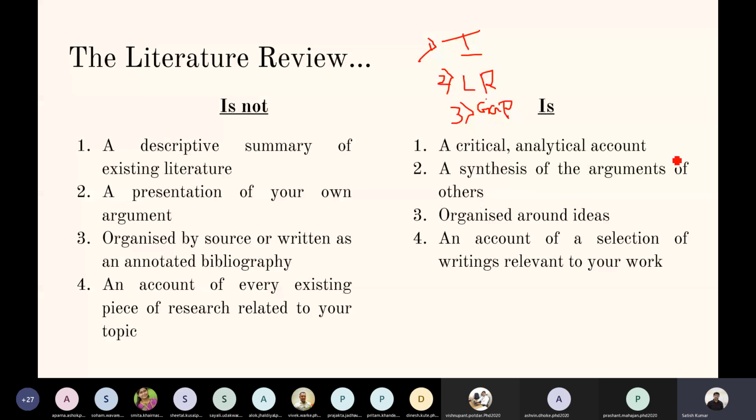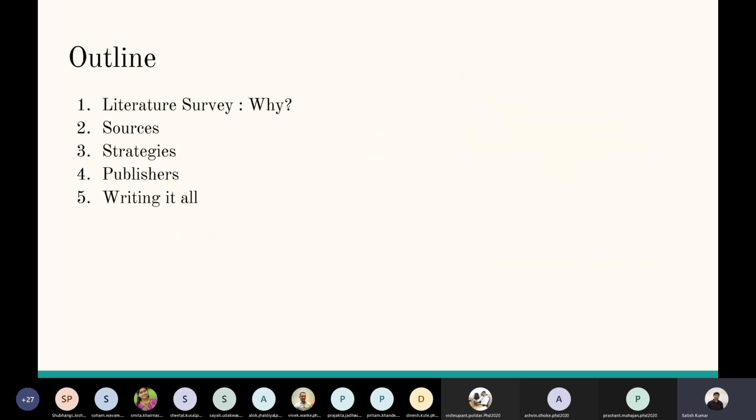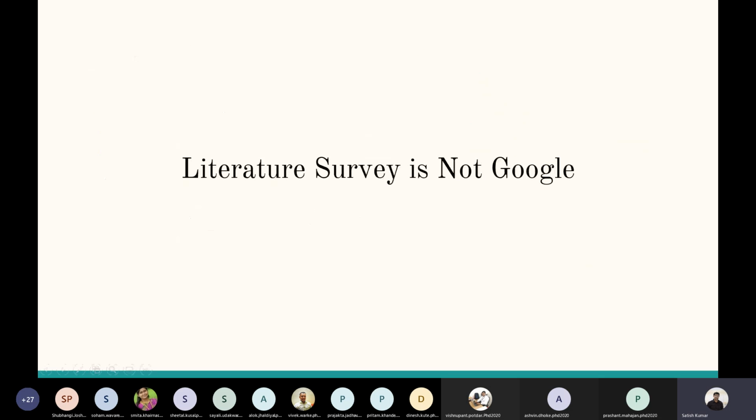So, as I was saying, a literature review is an account of a selection of writing relevant to your work. It is not just related to the topic. Now we can have a detailed discussion: what do you mean by a literature review? Anyone? Can you explain whatever we have studied related to your topic?